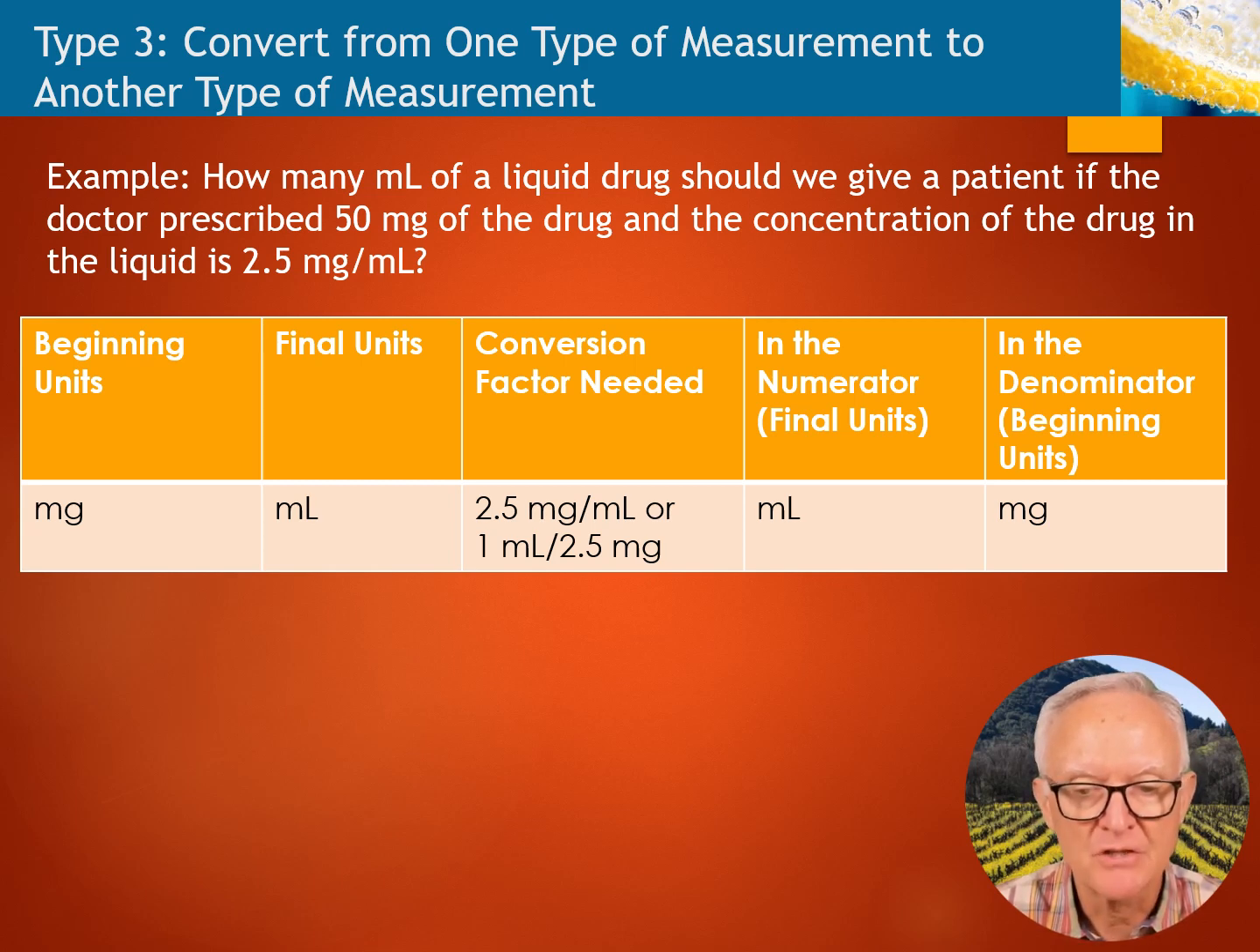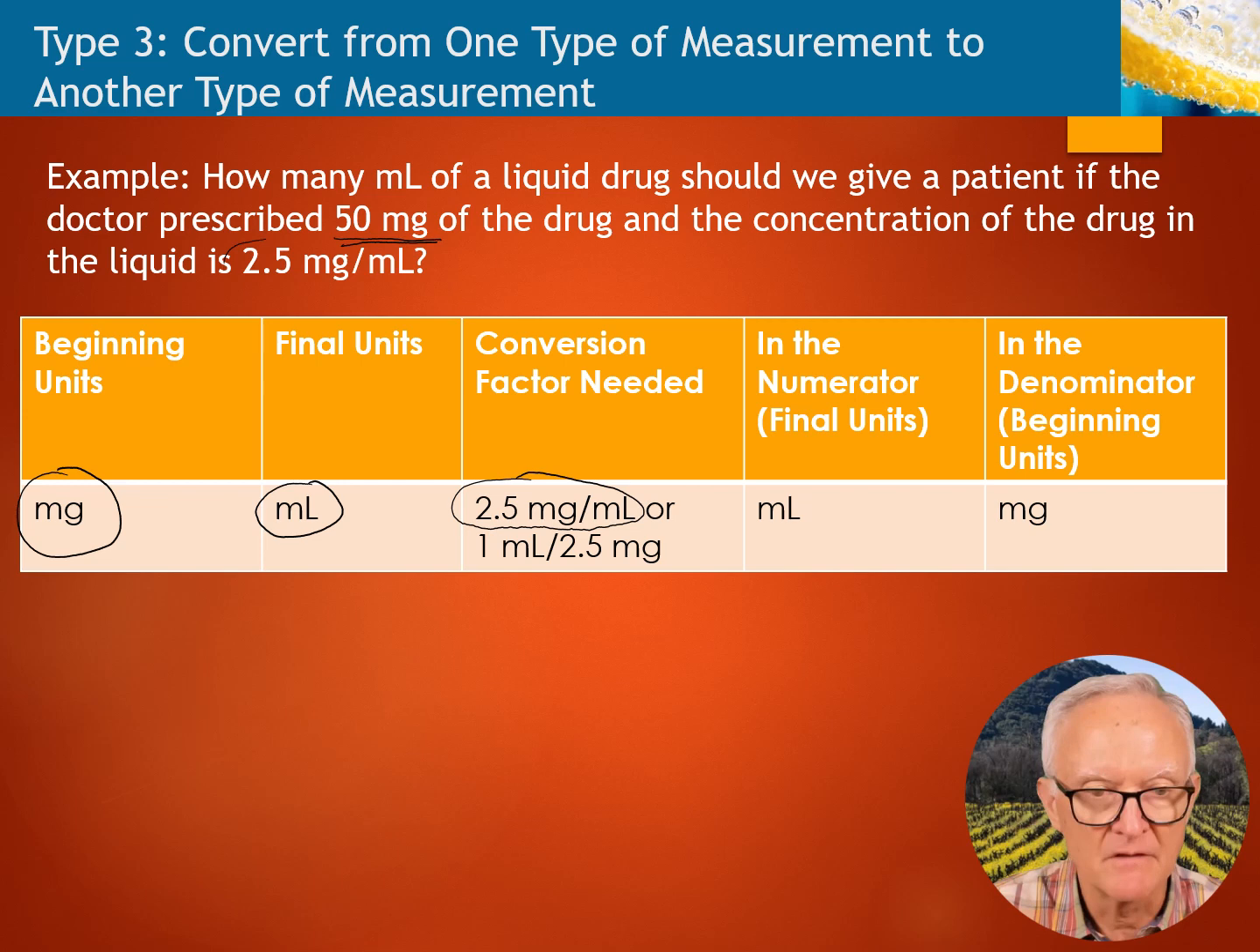All right, let's use our table again. We're starting with milligrams, right? We know that we've been prescribed 50 milligrams. What we want is an answer that tells us how many milliliters of the drug to dispense. The conversion factor we need is the 2.5 milligrams per milliliter, the concentration of the liquid.